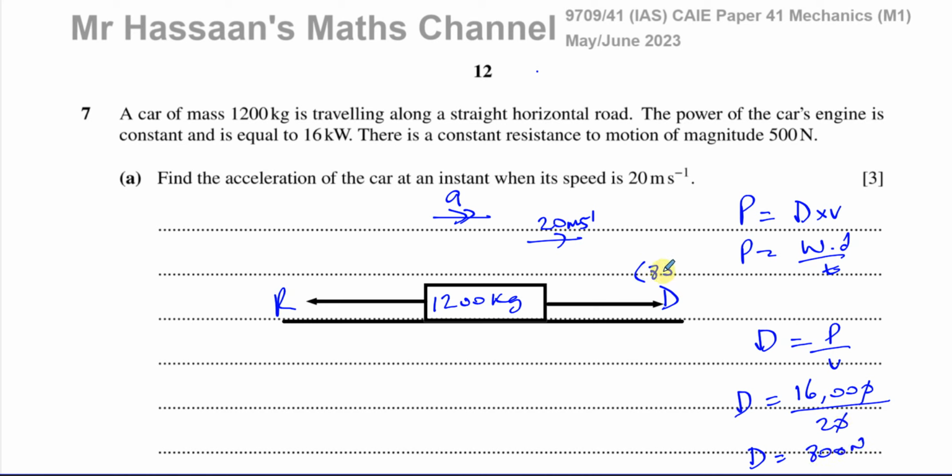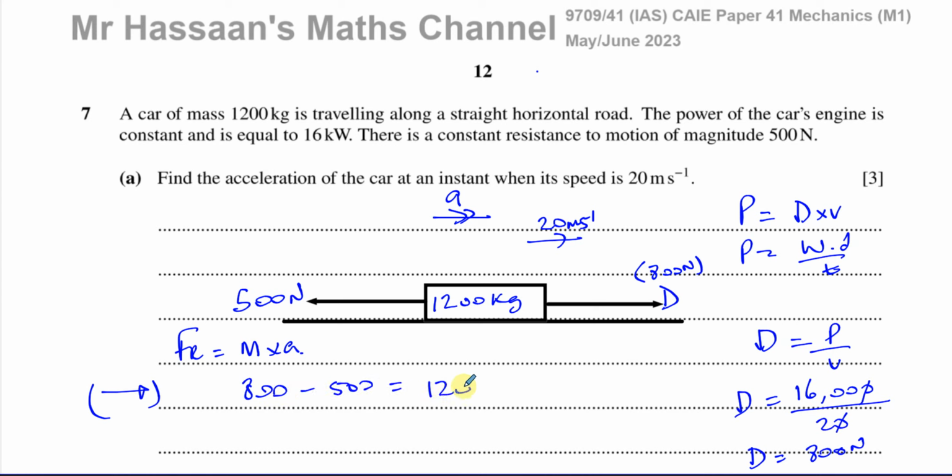So we know that this is now 800 newtons, and the resistance to motion, we're told, is 500 newtons. So at the point when it's going at 20 meters per second, the resultant force is equal to its mass times its acceleration. As it's going this way, I'm going to take that as positive. It's going to be D, which is 800, minus 500. That's the resultant force, and that's equal to the mass, which is 1,200, times acceleration, which is what we're trying to find.